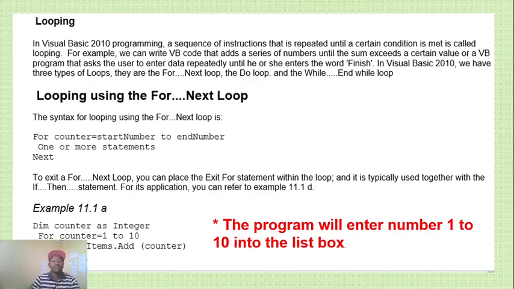The syntax for looping using the for next loop is we usually have the for, then the counter equals start number to end number. For instance, down here we have for counter 1 to 10. That is a very good example of what this depicts. If you look at this example, dim counter as integer, then for counter 1 to 10, list box dot items add counter, then next. Therefore, the program will enter numbers 1 to 10 in the list box.